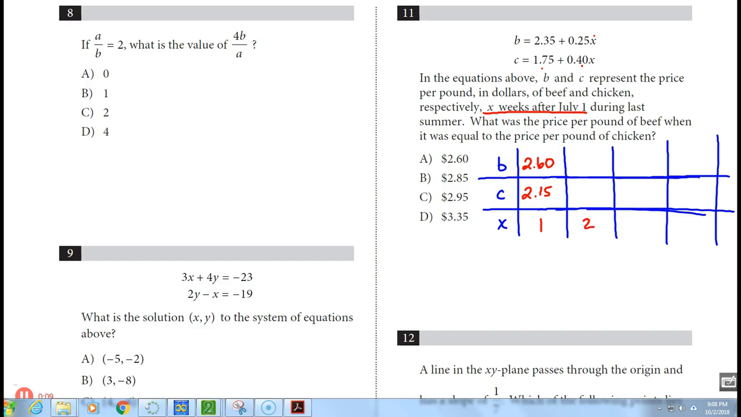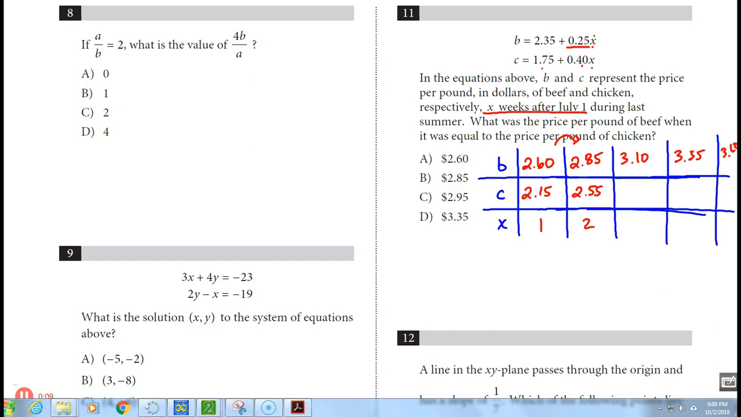Then I keep going. 2 weeks after, if I put a 2 here, that would be 80 cents plus $1.75, so that'd be $2.55. And then if I put a 2 in here, 2 quarters of 50 cents, $2.35 plus 50, that's $2.85. And now I can kind of quit plugging numbers in and just look at the pattern. The pattern for beef is it's going up by 25 cents because that's the slope, that's the rate of change. So this would be $3.10, another 25 cents, $3.35. If I wanted to keep going, another 25 cents would be $3.60.